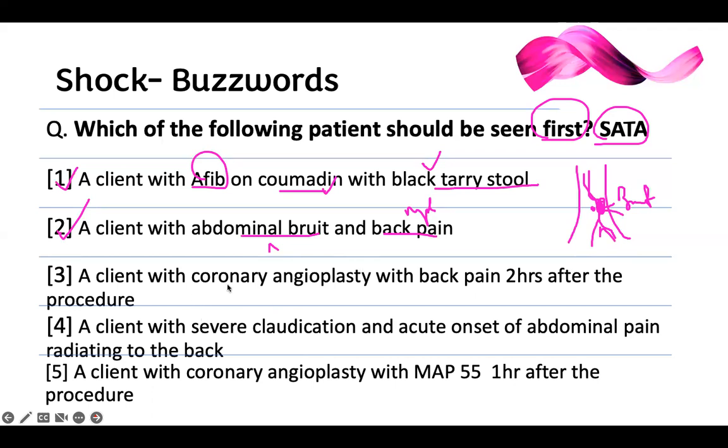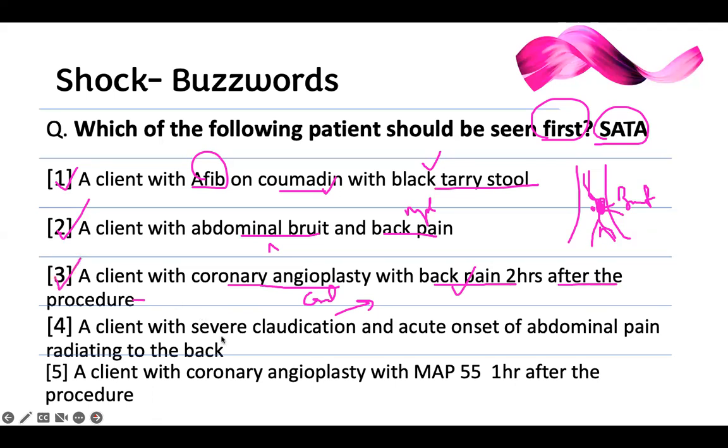A client with coronary angioplasty with back pain 2 hours after the procedure. It's the same thing. You've seen this question, it's just a variation. Coronary angioplasty is the same thing as cardiac catheterization. Going through the groin, put the wire in, finish, and come out. We have to watch the groin site for hemorrhage. So the patient has back pain, is bleeding retroperitoneally. Therefore, I need to see them.